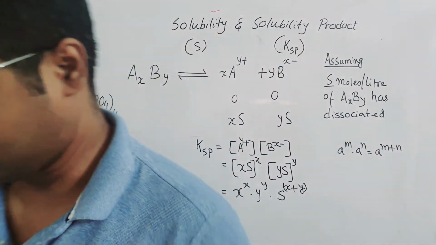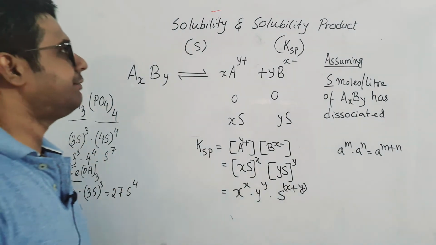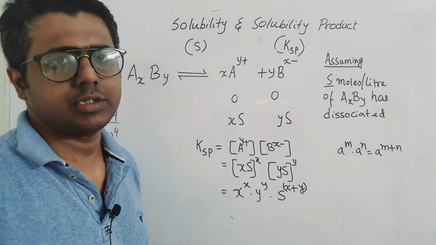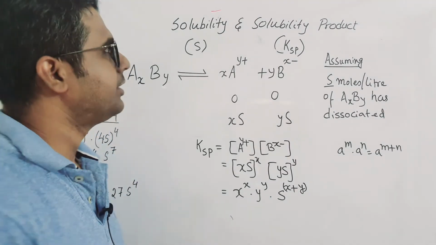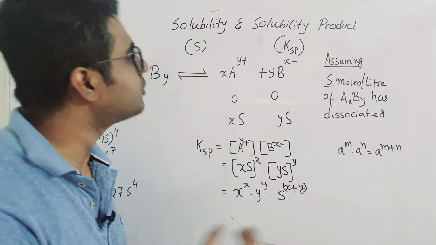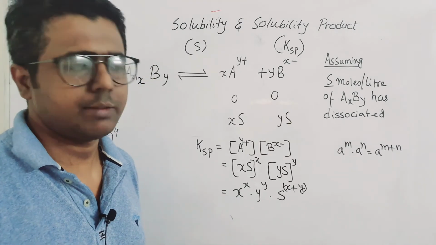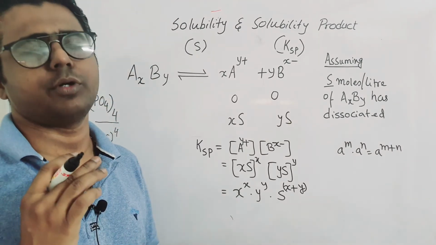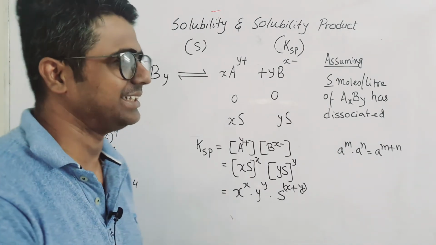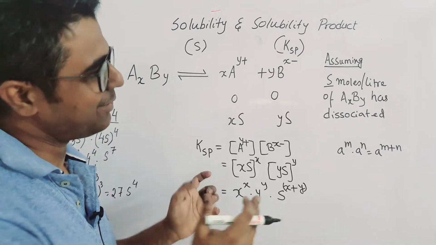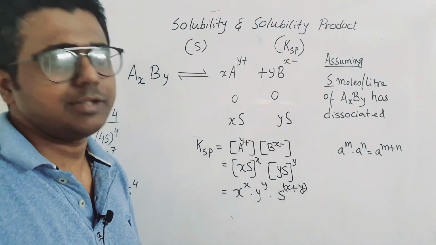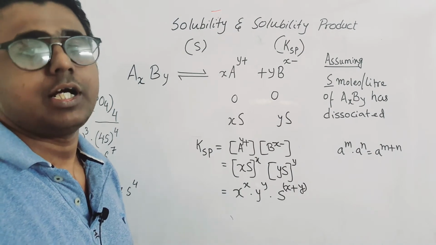Hope you have understood. Now the significance of S and Ksp, very important. Don't forget this because this is very important. Why? Because many a times we confuse solubility with solubility product. Never do that. ठीक है ना? A compound may have huge solubility product, but that doesn't mean the compound will have high solubility.